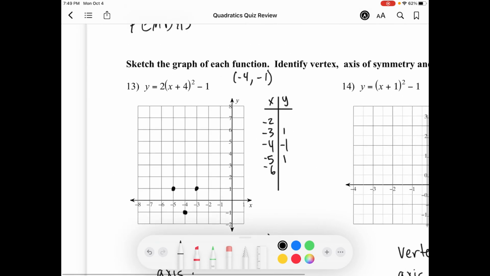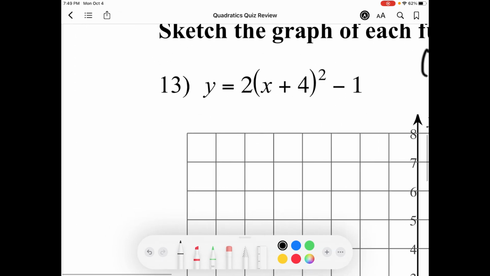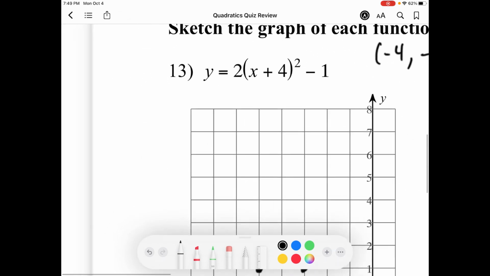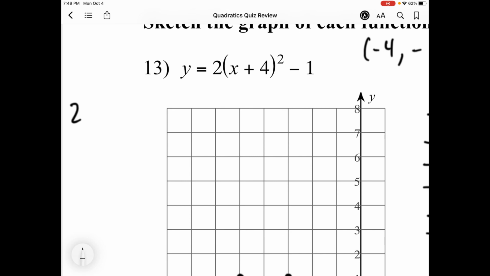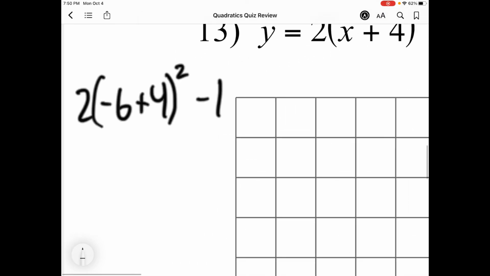And we only have to plug in one of those. I'm going to choose negative 2. Or actually, I'll choose negative 6. So we have 2 times negative 6 plus 4 squared minus 1. All right, so negative 6 plus 4, that is going to be negative 2.